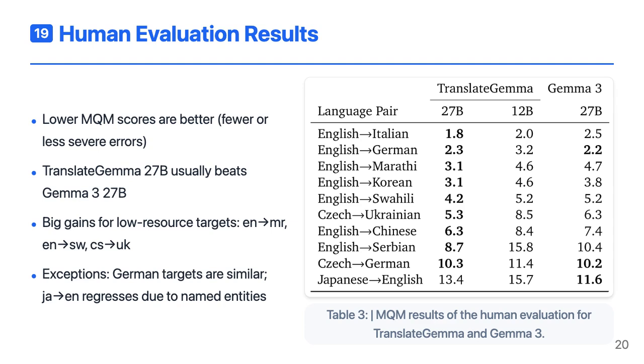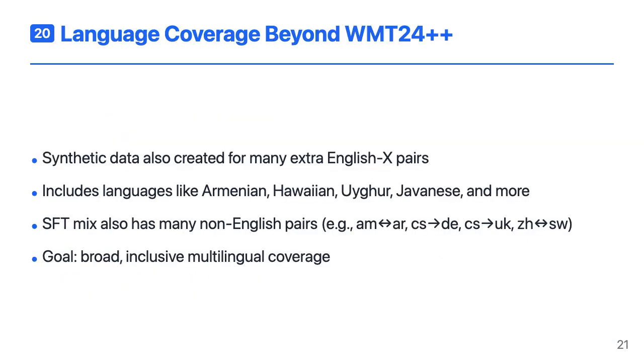There are a couple of exceptions. For German as a target, the models are roughly on par, and for Japanese to English, TranslateGemma actually does worse. A closer look shows that this regression is driven by more errors on named entities, even though other error categories improved.